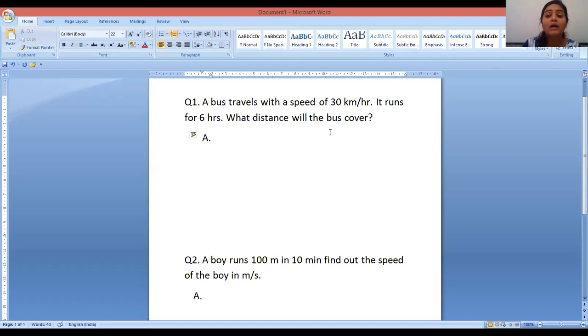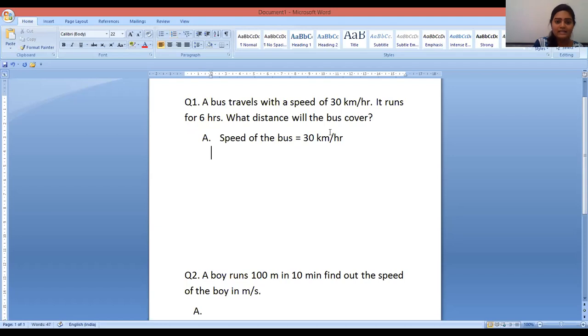Now here is one of the most important things, which you must be learning in your maths as well: whenever you are solving numerical sums, you need to write statements as well. So here we will be writing speed of the bus. What's the speed of the bus over here? It is 30 kilometers per hour.